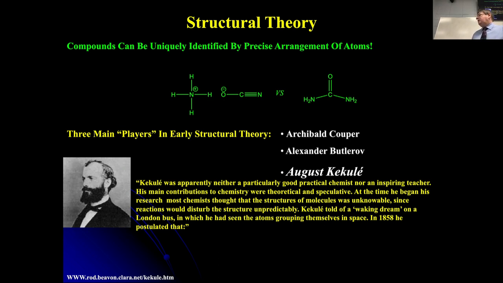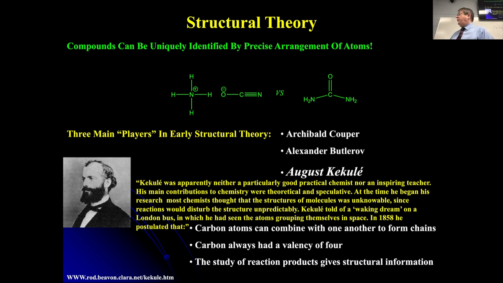And he talked of a waking dream that he had on a London bus back in the day, in which he saw atoms starting to group themselves together in space to give shapes. And so in 1858, again, quite a ways ago, he postulated a couple of things about carbon that turned out to be true. Right? His little mind experiments turned out to be quite profound. And he said, you know what? Carbon sits on this place in the periodic table where carbon can form chains. It can connect with other carbons as much as it wants.